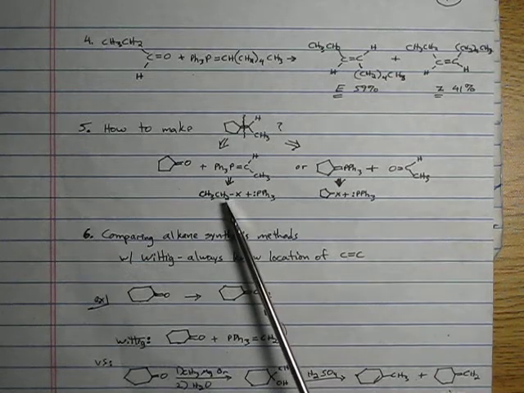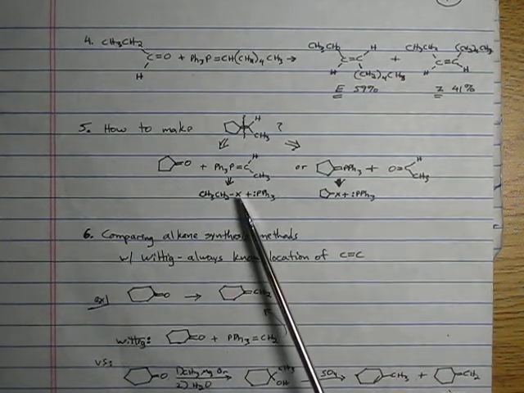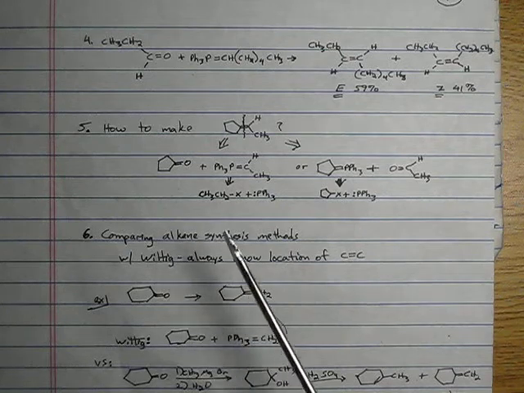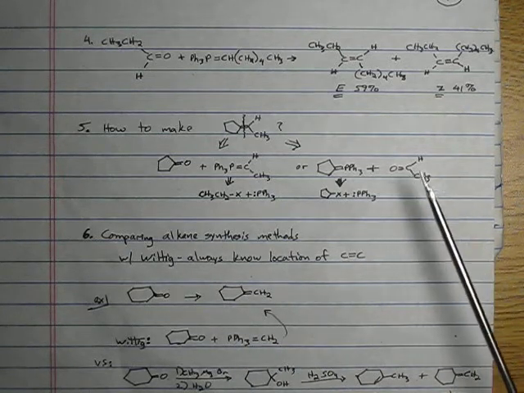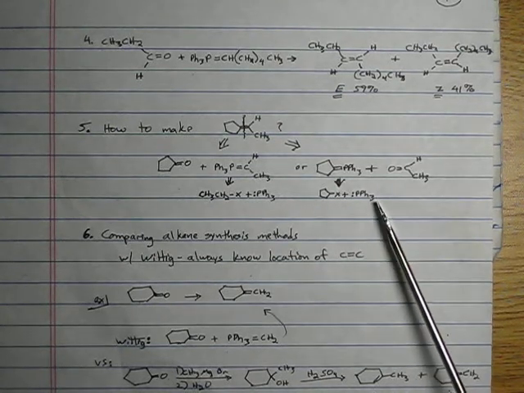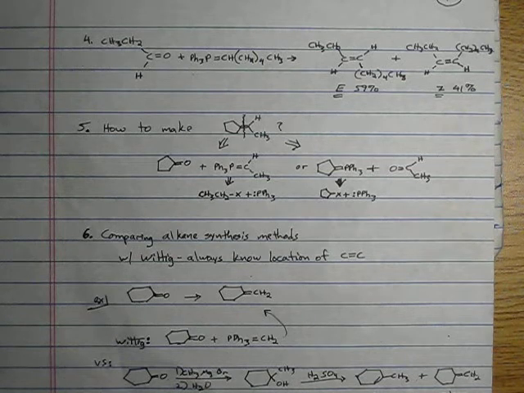And I make this Wittig reagent using just CH3CH2X, just a normal ethyl bromide, and triphenylphosphine. Note, I could have gone the other way. I could have used this aldehyde here and made this Wittig reagent. Either way will work. All right.